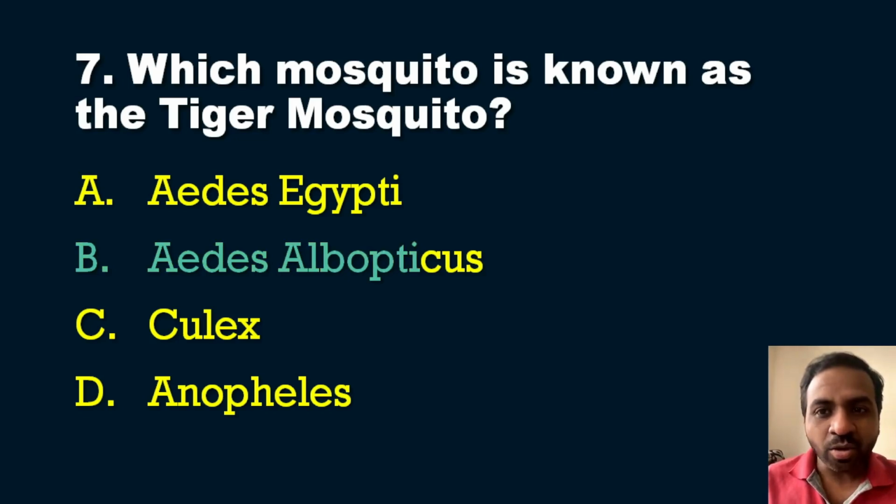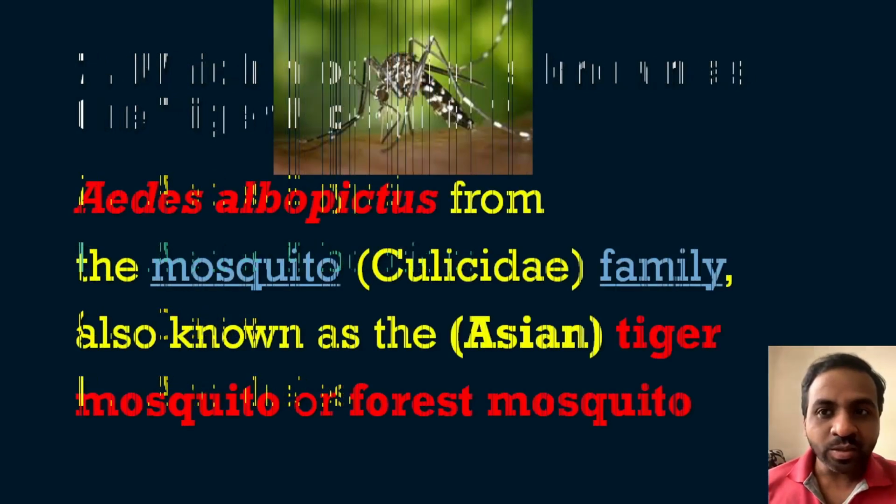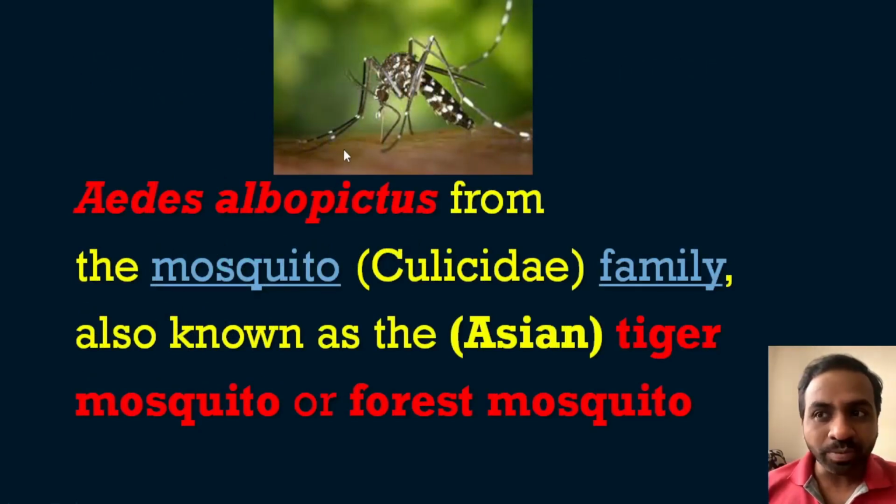The answer is option B, Aedes albopictus. We will see about the other mosquitoes also. They are also known by some other names that we will see in the explanation. This is the picture of Aedes albopictus, which is known as the Asian tiger mosquito or the forest mosquito, and it is from the mosquito family Culicidae. So we will see the other options also.